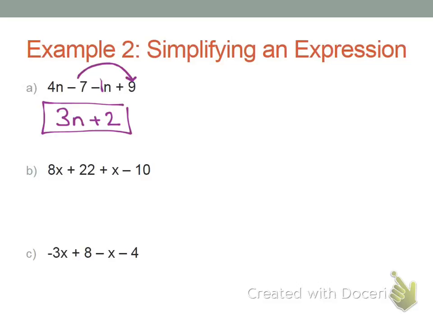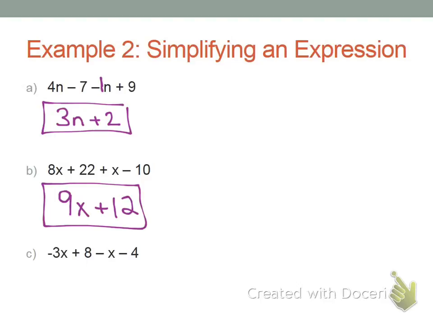All right, that's it. I want you to go ahead and try B. See who can get B right. What's 8x plus x? 9x. What's 22 minus 10? 12. Positive or negative? Positive. Who got it right? Okay, good. But that's not everybody. Anybody have a question? Any questions? Do you see where you did what you did wrong?